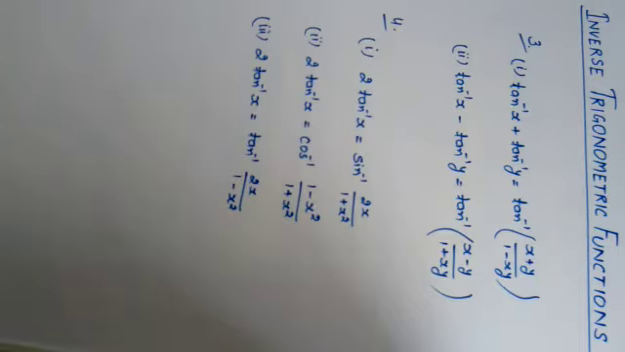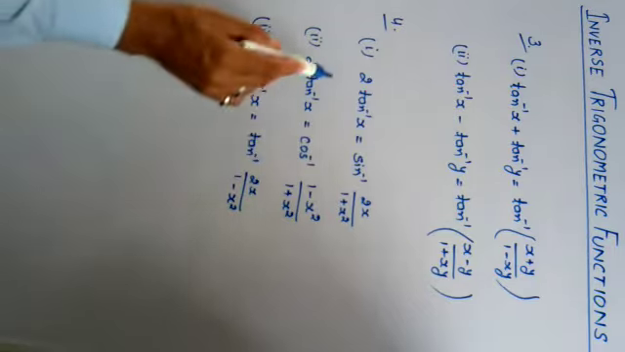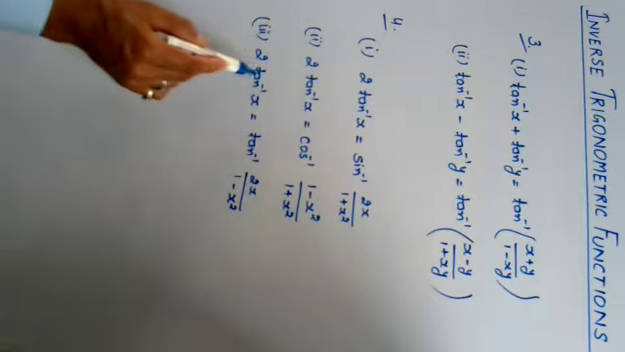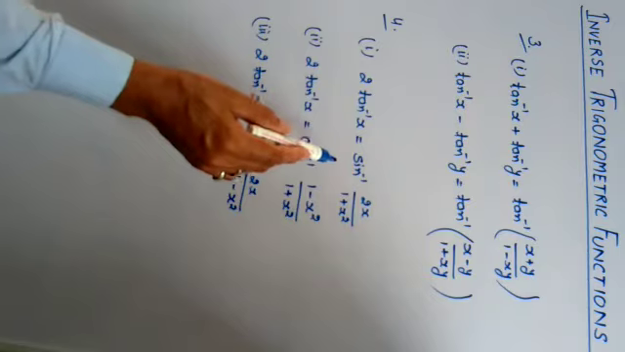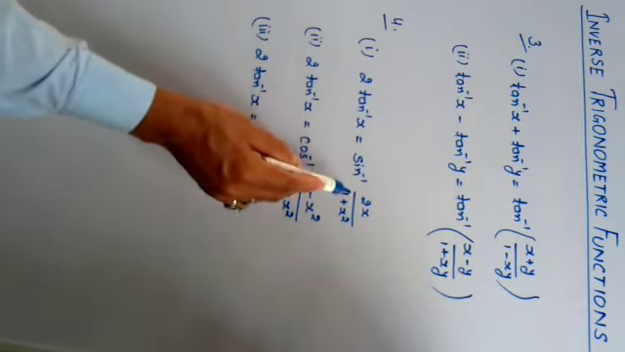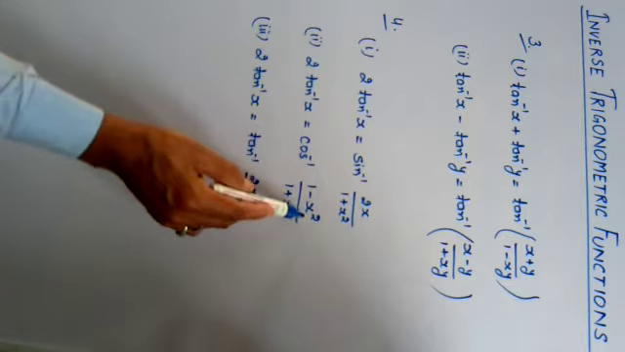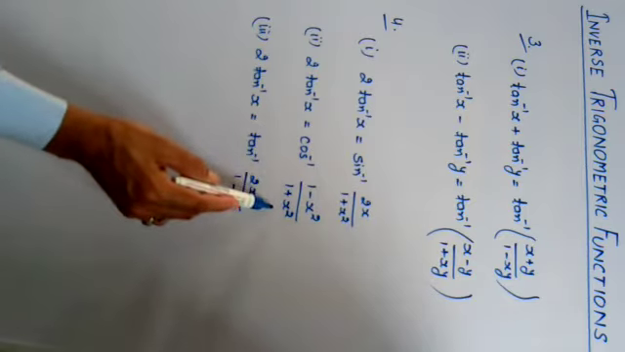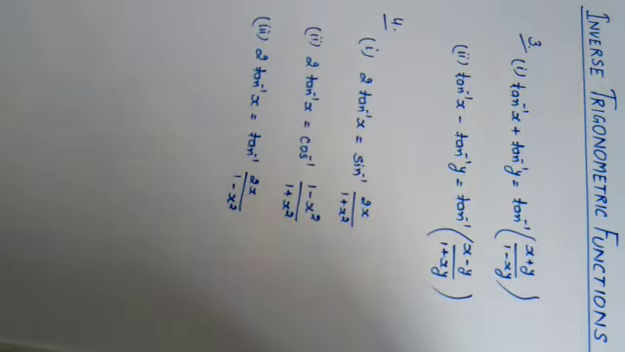Now fourth set of formula is, these all are related to 2 tan inverse x. So 2 tan inverse x can be interchanged in sin inverse 2x upon 1 plus x square, cos inverse 1 minus x square upon 1 plus x square, and tan inverse 2x upon 1 minus x square.